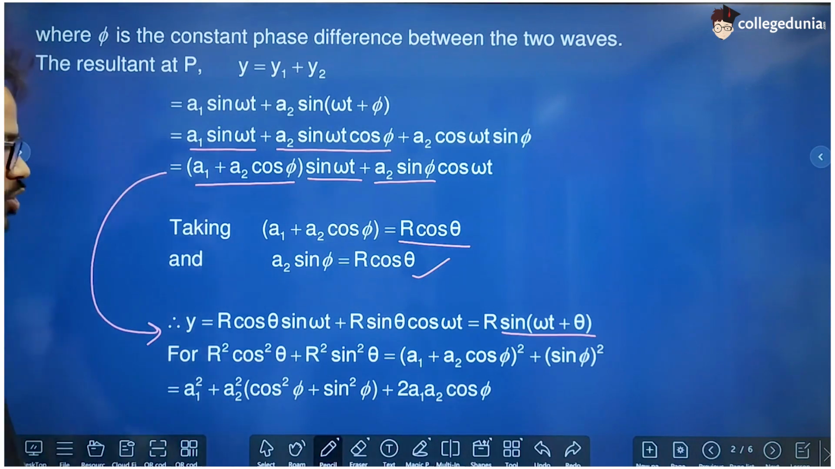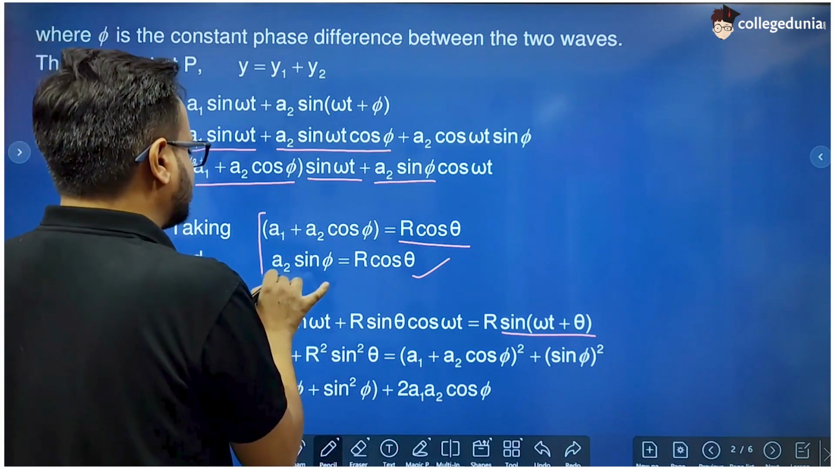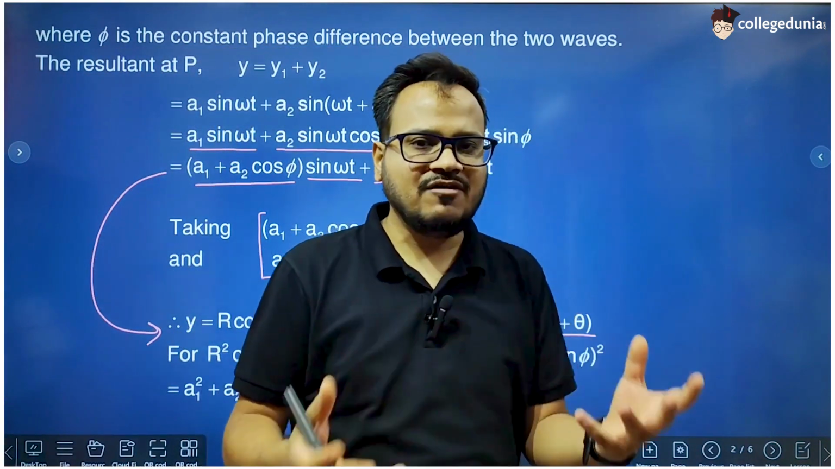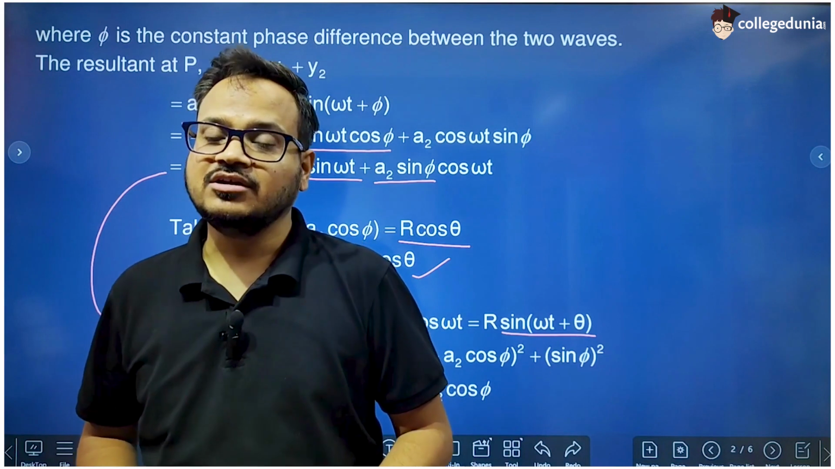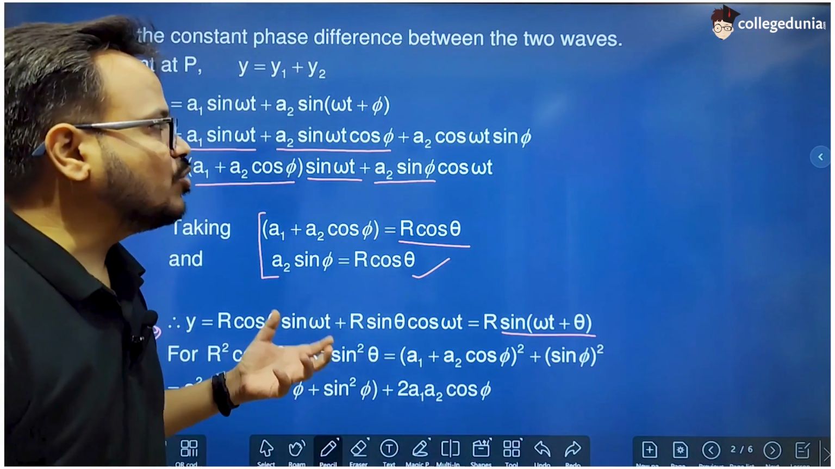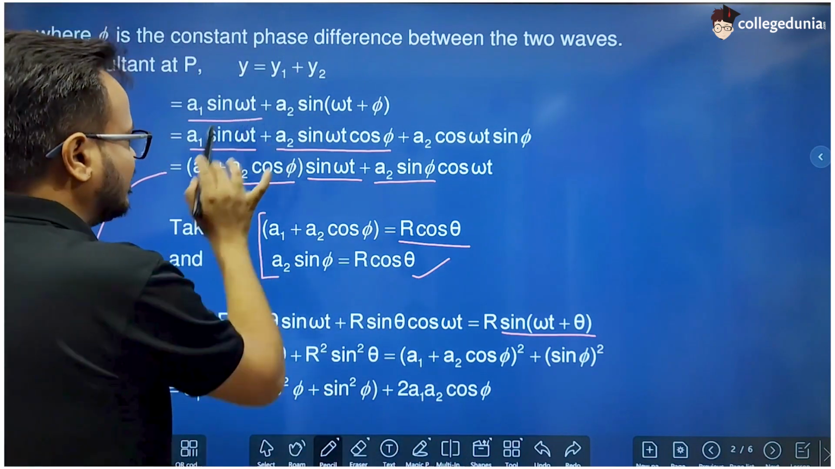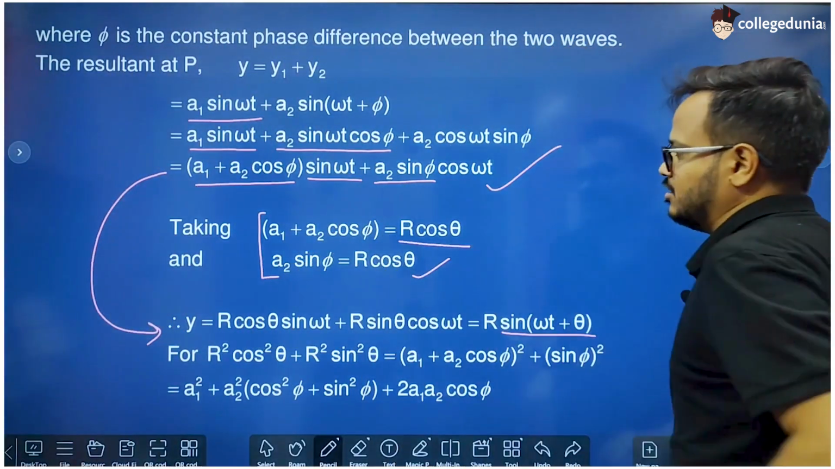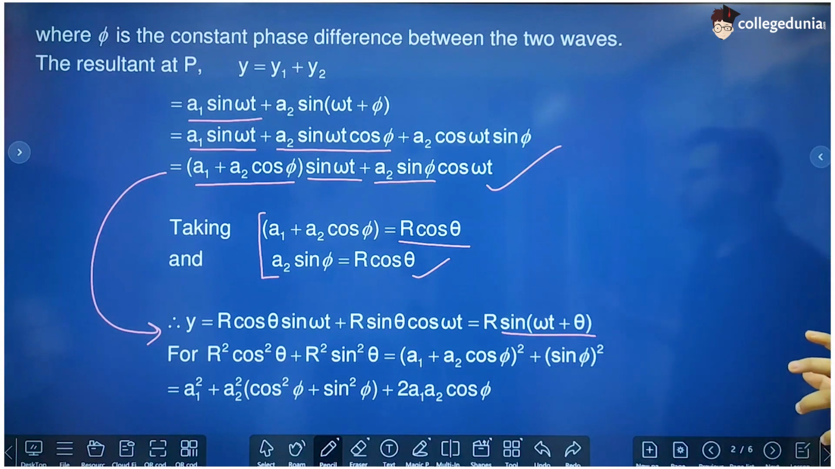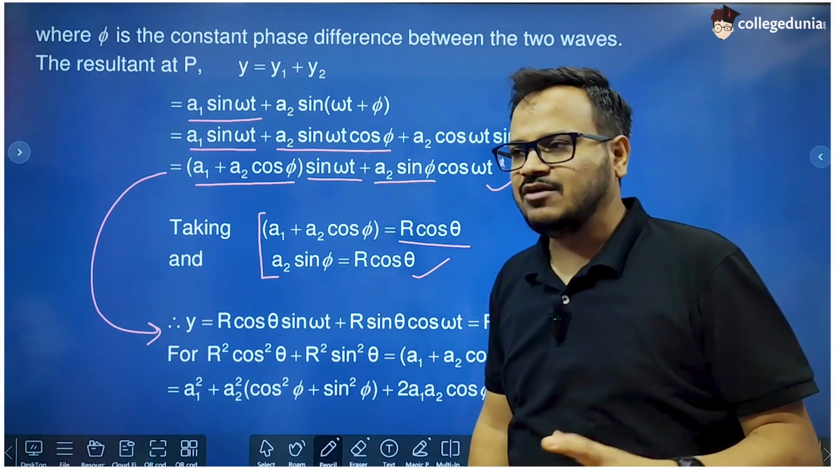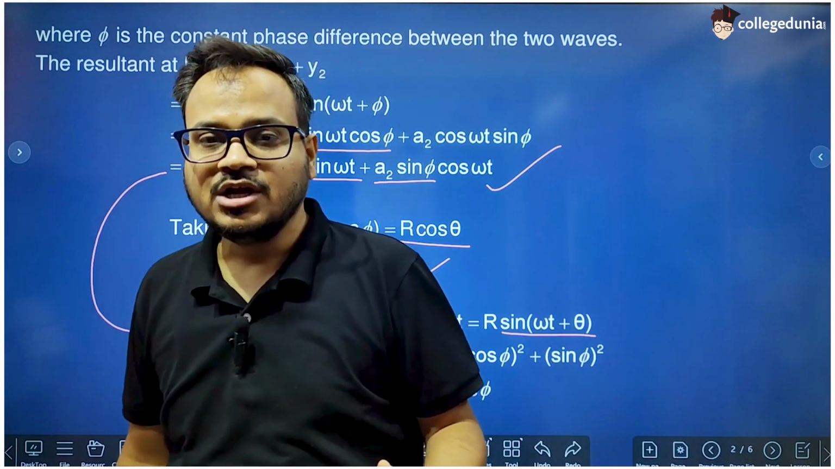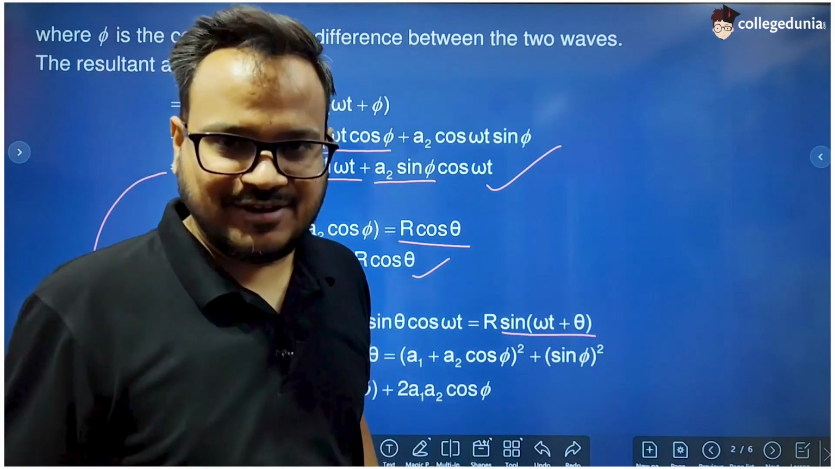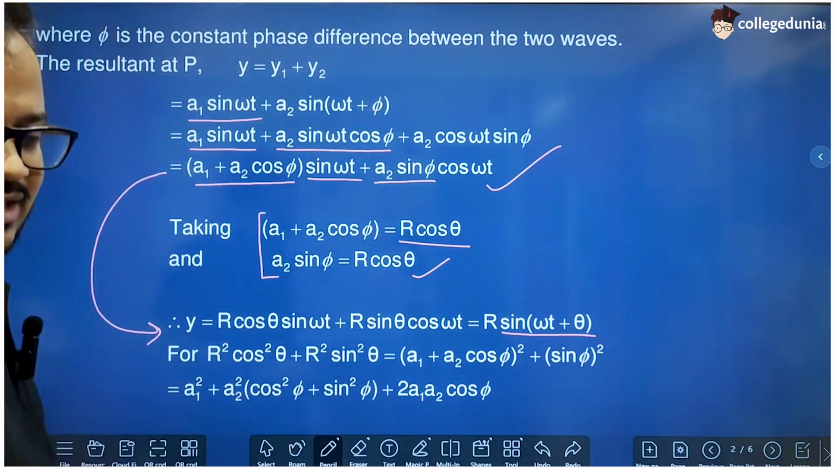Why did we do these substitutions? Because we know that after the interference of waves, what we will get? A wave. Obviously the interference of waves is going to produce a wave, and the equation of a wave looks something like this, but the interference equation of these two waves was looking like this. So we want to see what is the amplitude of the resultant wave, what is the phase difference of the resultant wave. To find those quantities, the equation should look like the equation of a wave.